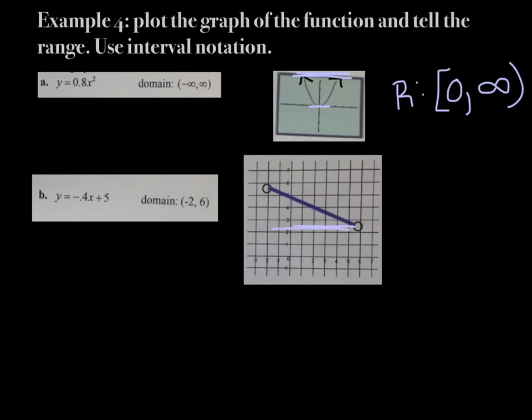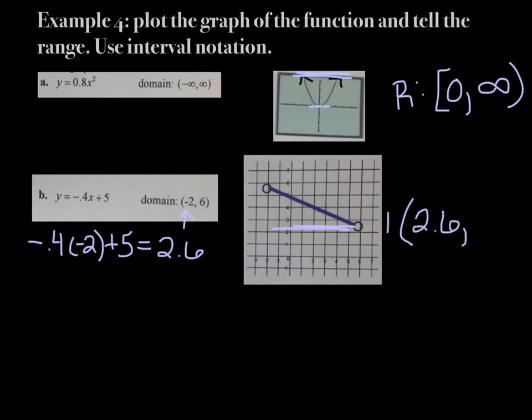So the range for this function, the lowest y value, it's hard to tell just by looking at this graph, but the way you're going to figure it out is you're going to plug in your lowest x value and solve. So negative 0.4 times negative 2 plus 5 gives you 2.6. So we now know that that y value is 2.6 and it's not touching it. So that's the range.